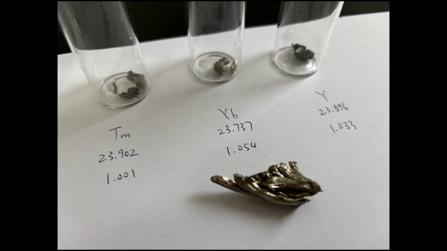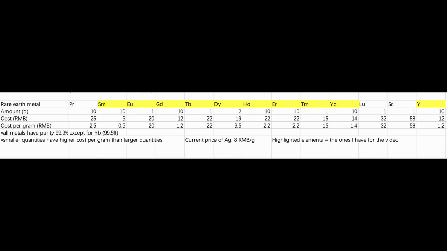And you can see this dendritic appearance very obviously on the sample of ytterbium and thulium as well, and maybe a little bit on yttrium. That was my first point, that the cost of rare earth metals are justified due to their production processes. My second point from this table is about the cost of individual elements. The difference in cost between the cheapest, samarium, and the costliest, scandium, is over 100 times.